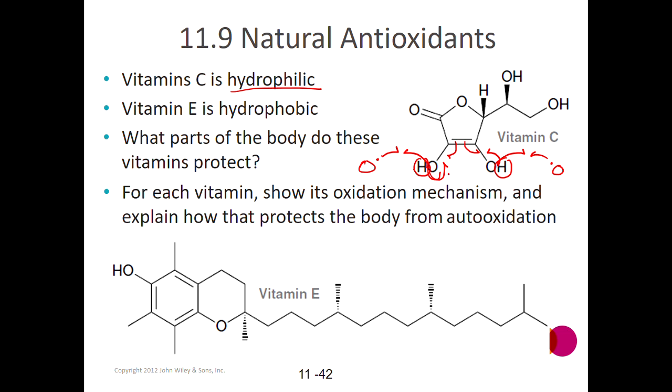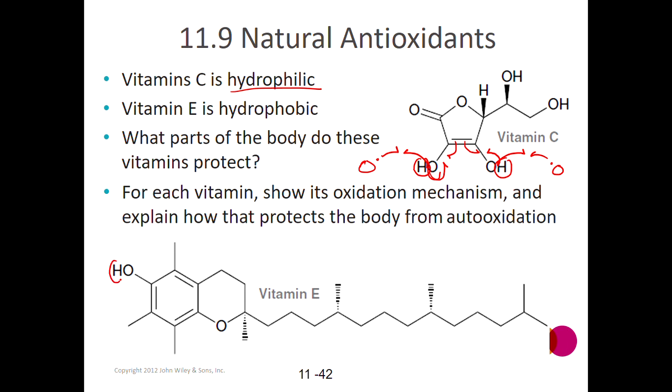So vitamin C is important specifically because it protects your body from free radicals. It sacrifices hydrogens so that you don't have a bunch of unstable free radicals floating around, doing damage to important tissues.